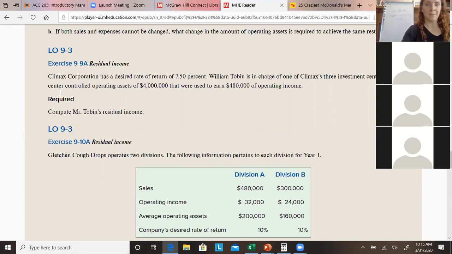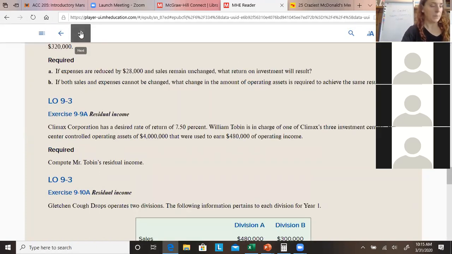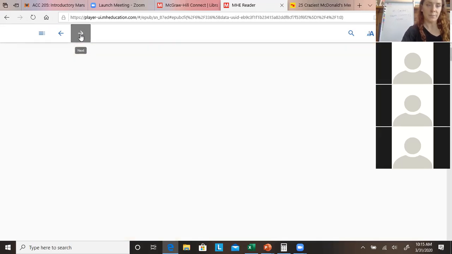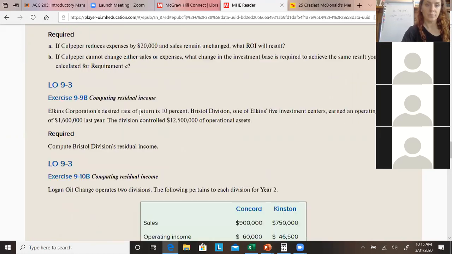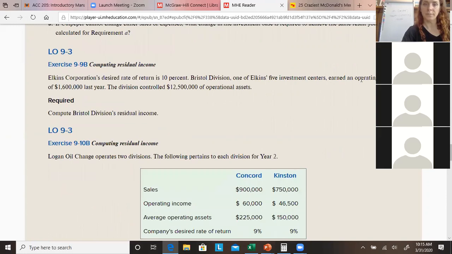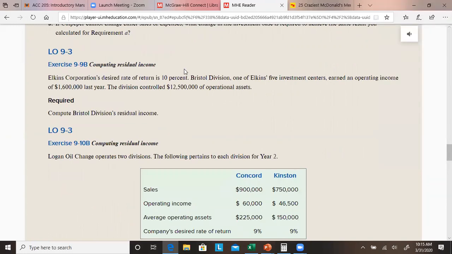How about you do one on your own? We're going to try 9B. I'm gonna let you do this one. So desired rate of return is 10%. We have operating income of 1.6 million and we had 12.5 million operating assets. So what is their residual income? I'll give you a few minutes to plug that in.